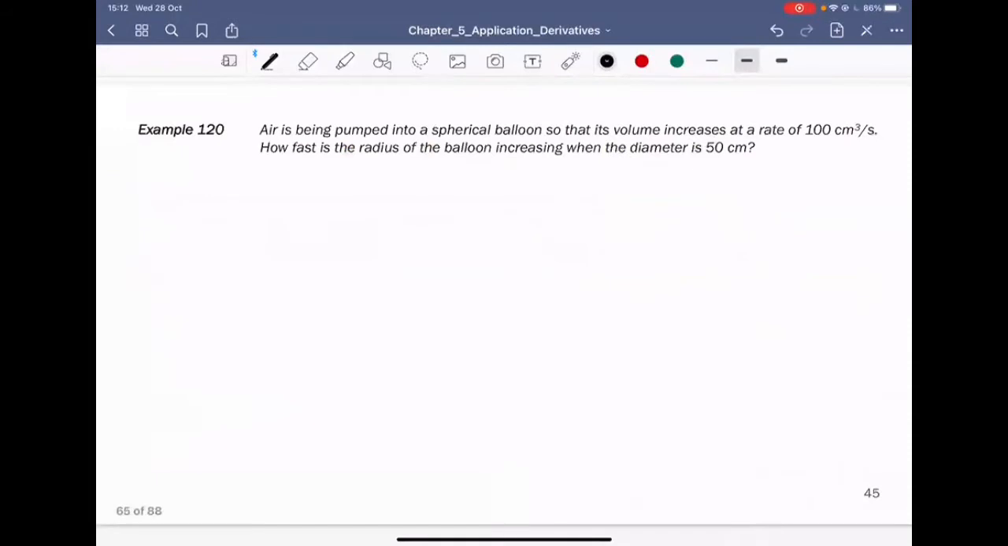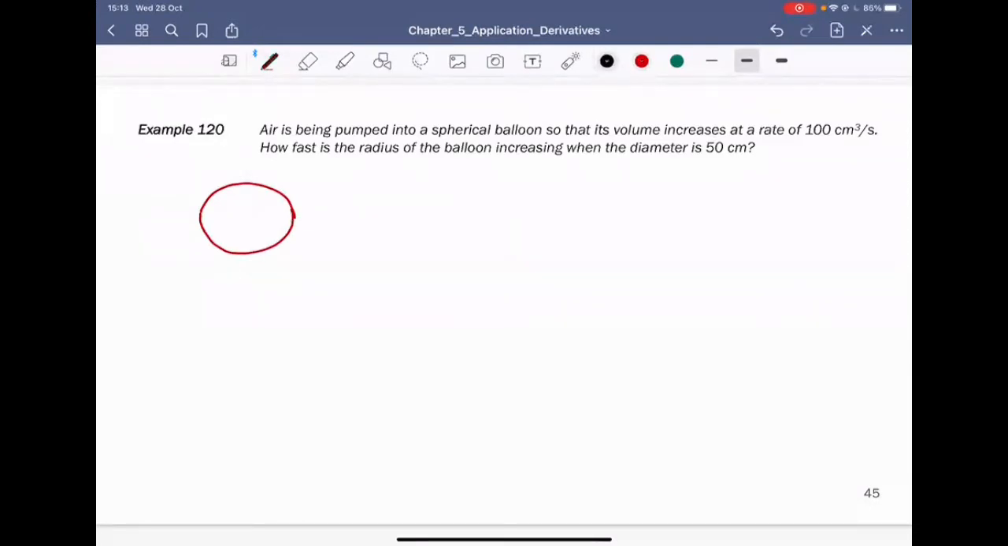So example 120. Let's do something related to a sphere. Air is being pumped into a spherical balloon so that its volume increases at a rate of 100 cubic centimeters per second. How fast is the radius of the balloon increasing when the diameter is 50 centimeters? So here we have a sphere. We can imagine that the balloon is a sphere.